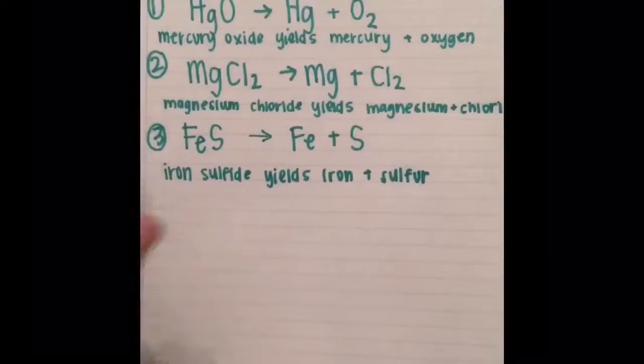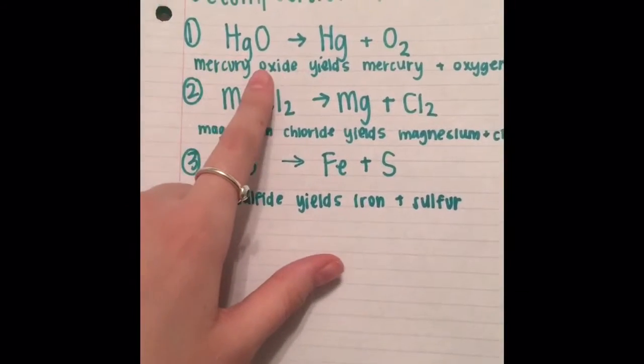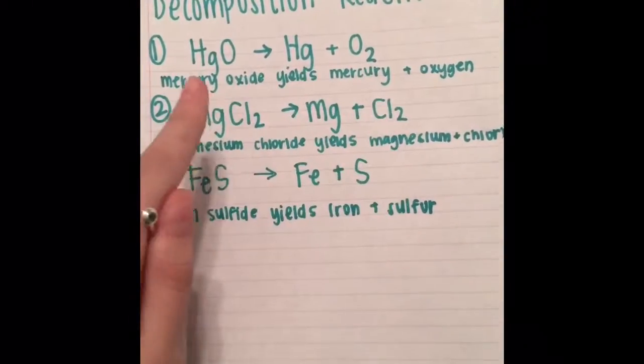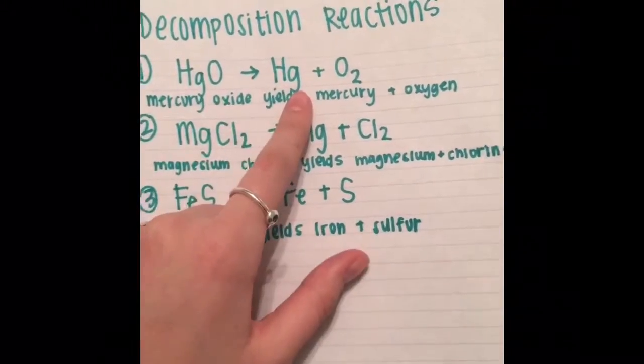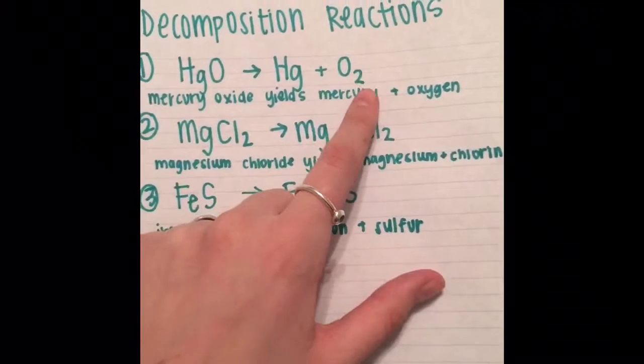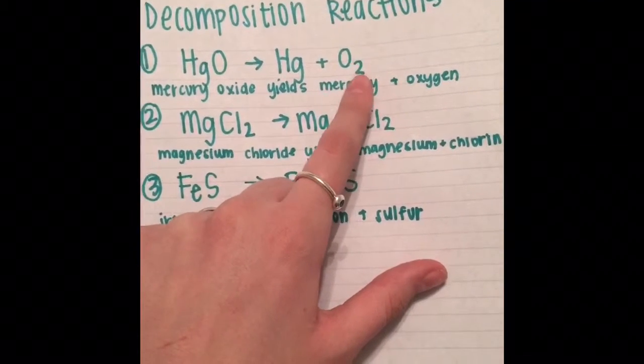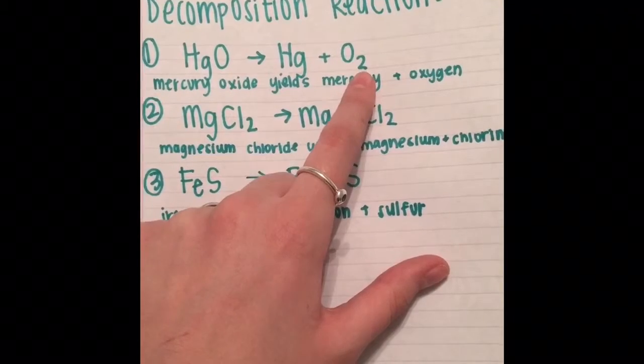For our first decomposition reaction, we start off with mercury oxide, and it yields to mercury plus oxygen. And so right here we have 1 mercury and 1 mercury, and then we have 1 oxygen and 2 oxygen as it looks like, but it only has the 2 there because it's a diatomic element and it can't be by itself, so there's really just 1.